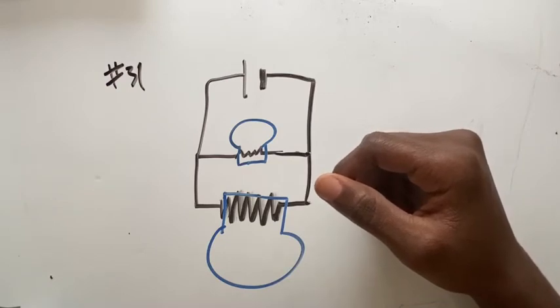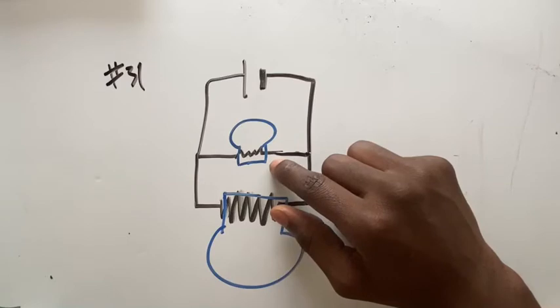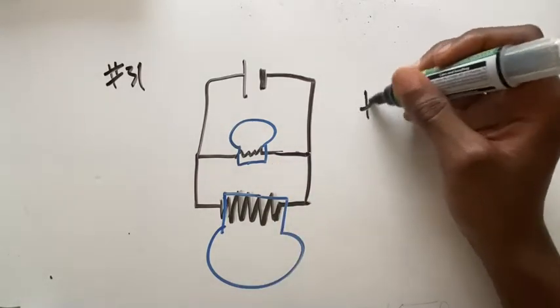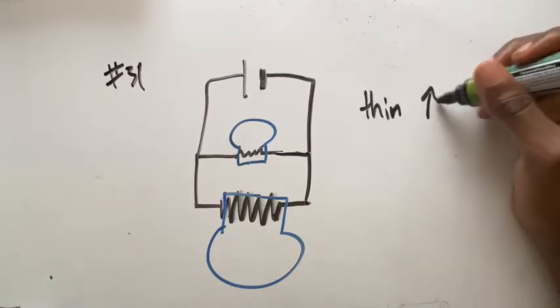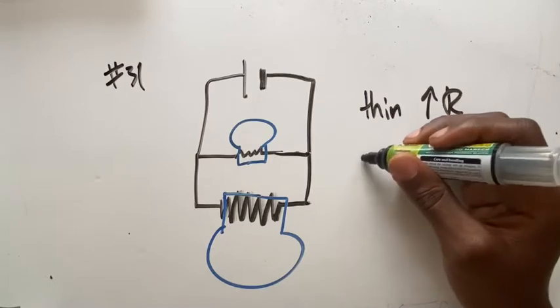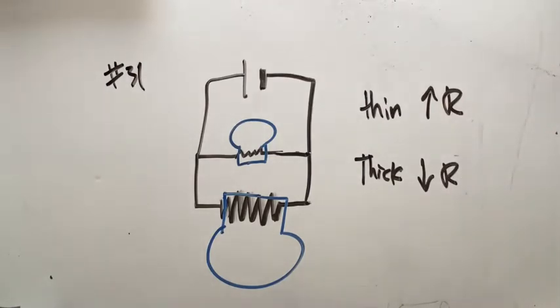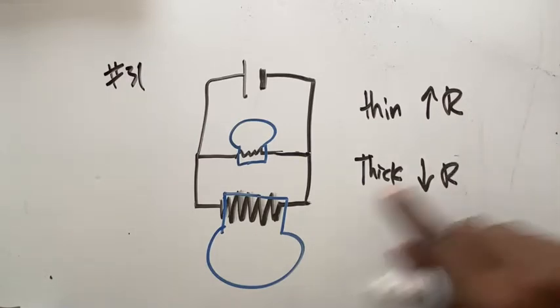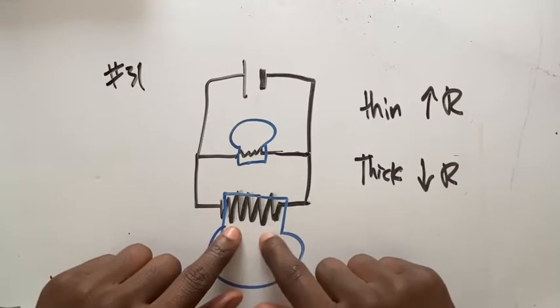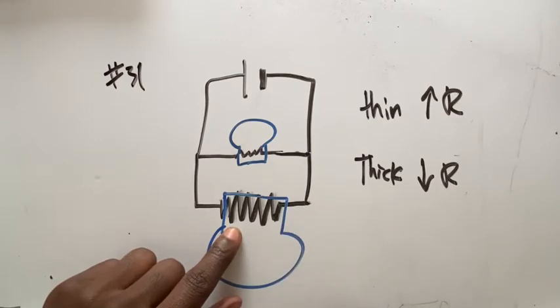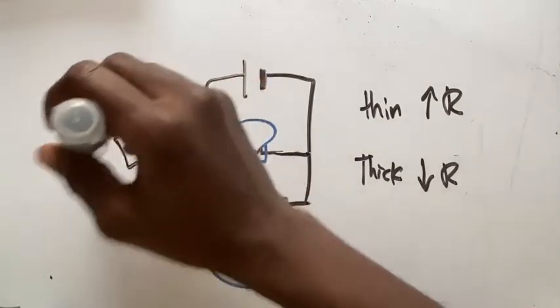Well, we know that if the wire is thinner, the resistance increases. So let me write this. If it's a thin wire, we have a high resistance. If it's a thick wire, then we have a low resistance. So just from knowing this, we know this thicker filament light bulb is going to have more of a current flowing through it. So the answer here for 31 is going to be A.